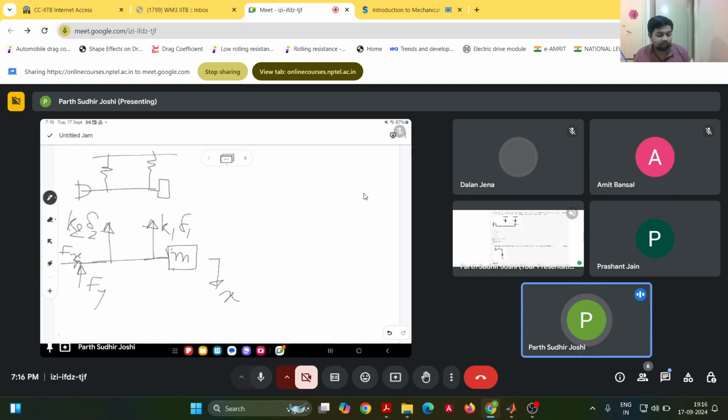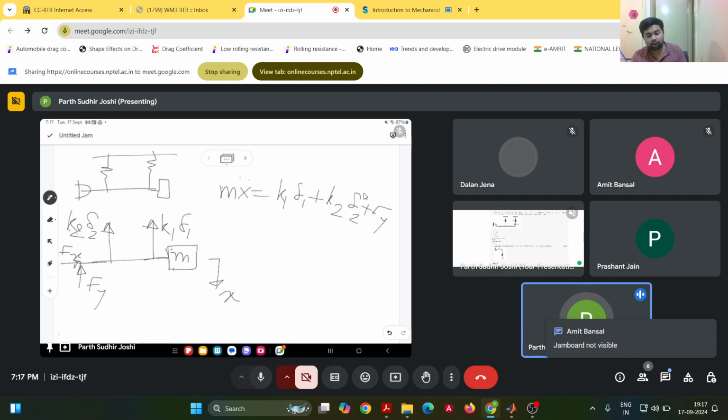Now we apply Newton's second law. We can get the equation: m x double dot is equal to the sum of net external forces, like k1 delta 1 plus k2 delta 2 plus, let us say, Fy.